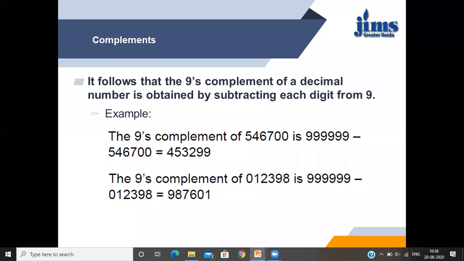Now again we have some other examples. Suppose we have to calculate the 9's complement of 012398. We subtract each digit from 9. So 9 minus 8 is 1, 9 minus 9 is 0, 9 minus 3 is 6, 9 minus 2 is 7, 9 minus 1 is 8, 9 minus 0 is 9. So either we can directly write the result by subtracting, or we can show how it is obtained.